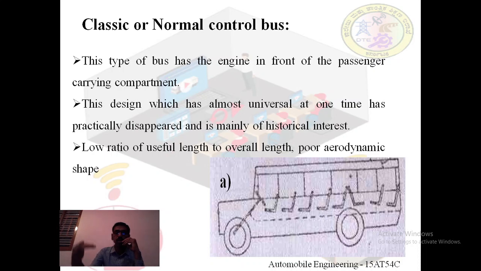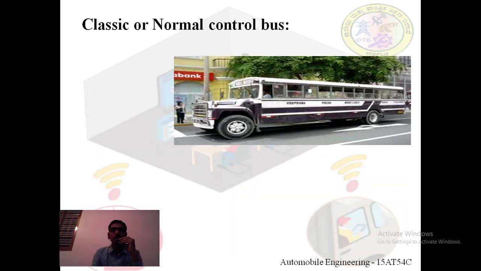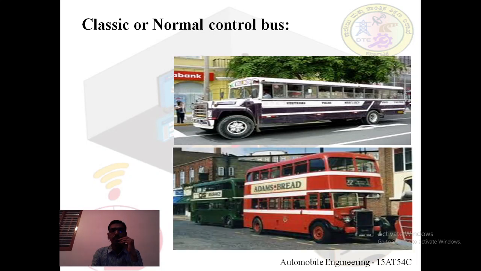Aerodynamics is very poor because of the shape of the bus and the driver cabin. The air does not flow easily; it is very difficult for air to flow on this type of classic, normal bus. You can see these poor aerodynamic buses.